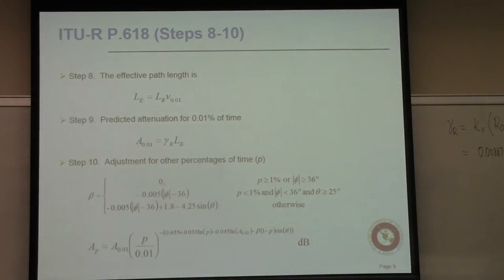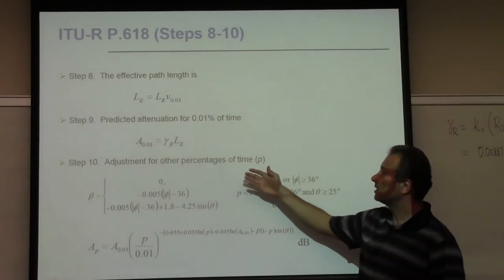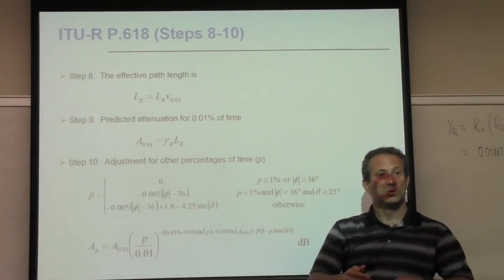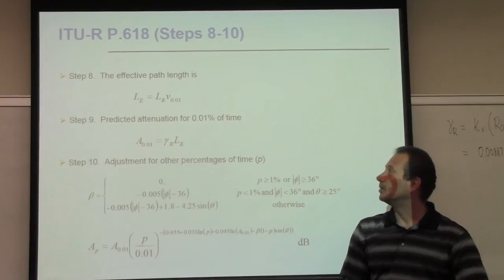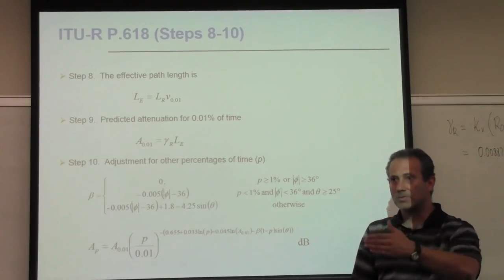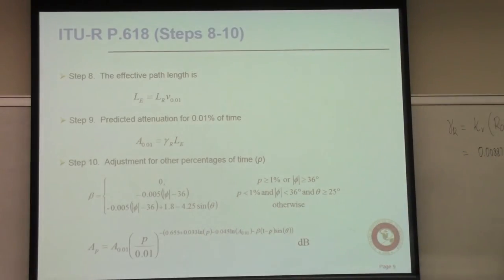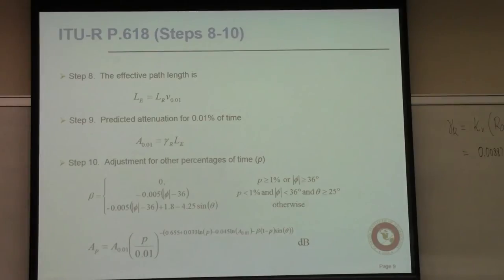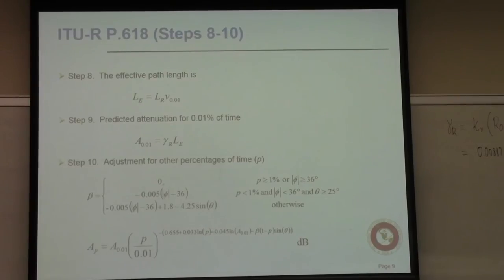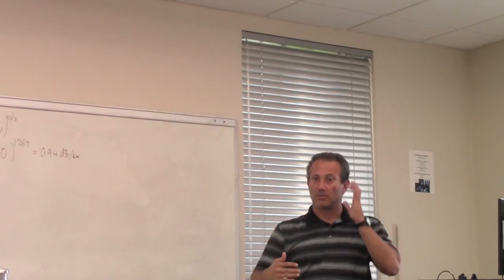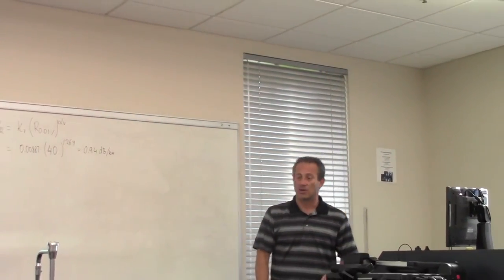But in theory, what this does is it allows you to translate the losses that you're going to experience in 0.01% of the time to other percentages. So if I want to get the losses for 0.001% of the time, then P would be 0.001, and I would execute this, and I would get a different number. The smaller P is, meaning your reliability is larger, your losses are going to be larger, right? So if your losses at 0.01% are 10 dB, losses at 0.001% might be 16 dB or larger, because that's a more rare event that you're going to exceed these particular losses.